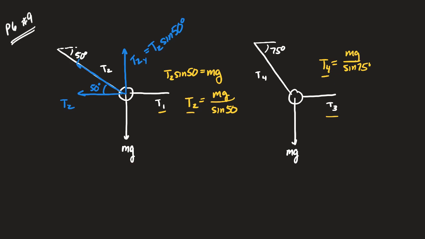Now, just so that we're being 100% complete, looking in the other part of this, T2 in the x direction, this part, is T2 cosine 50. I'm just going to be thorough. So T2 cosine 50 has to equal T1. That means T4 cosine 75 has to equal T3.